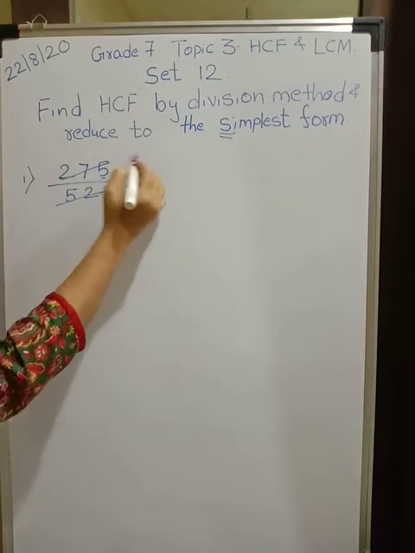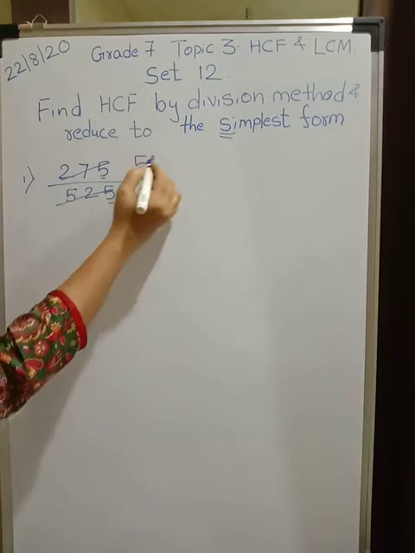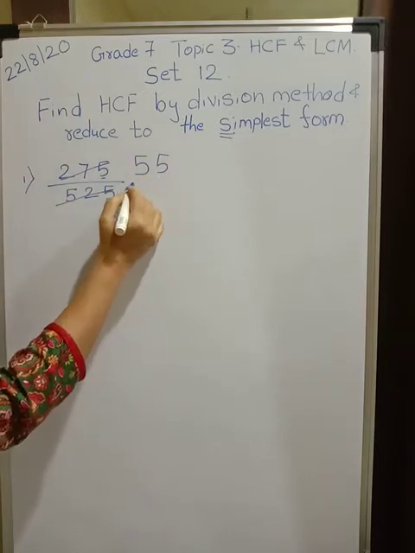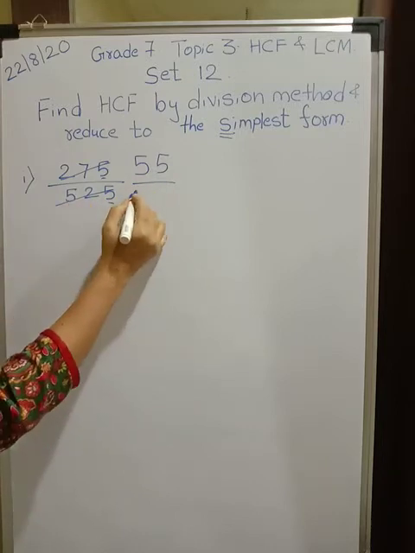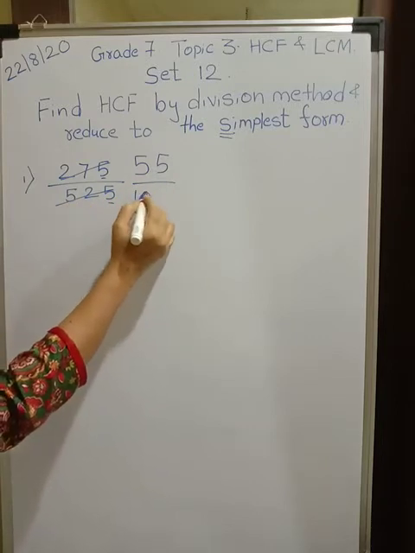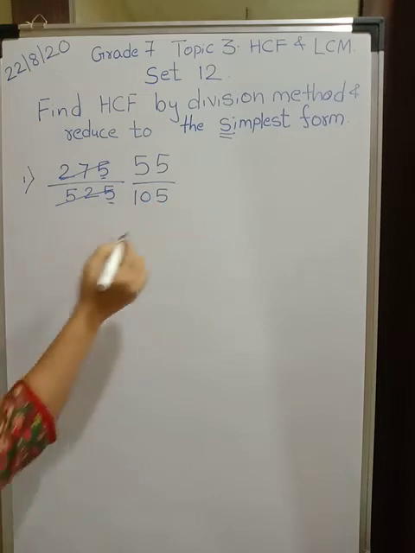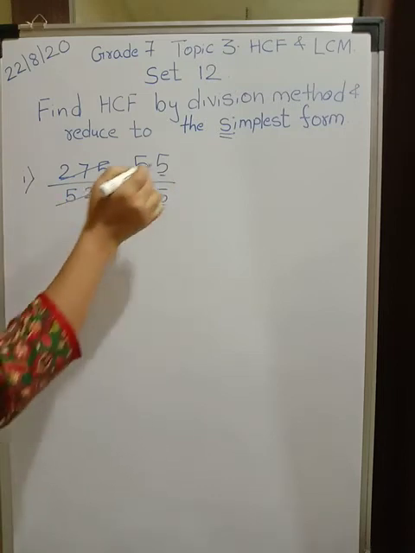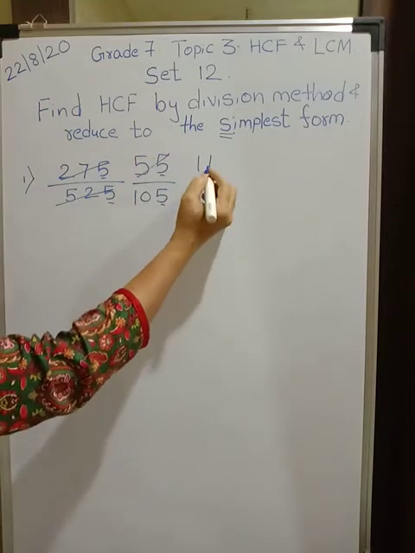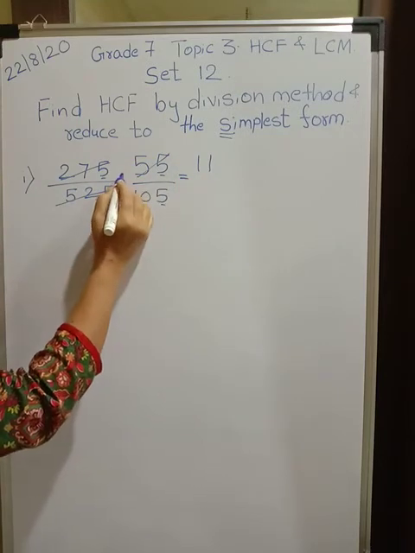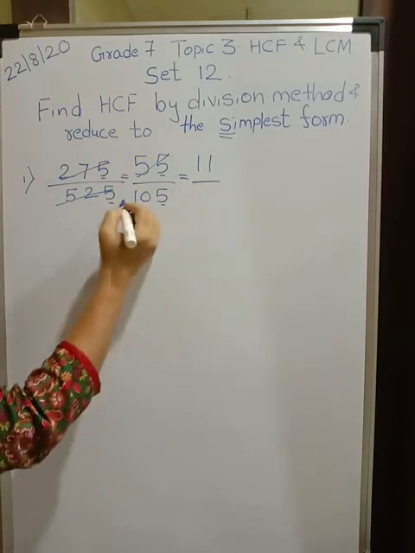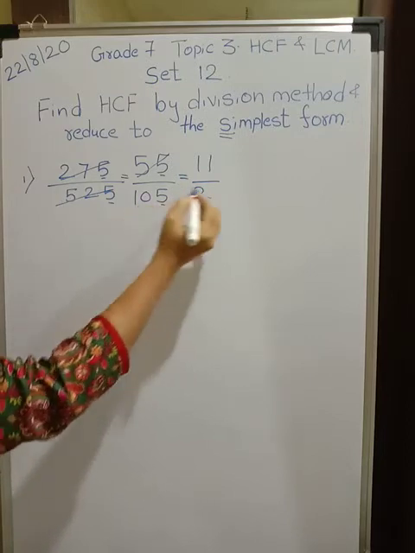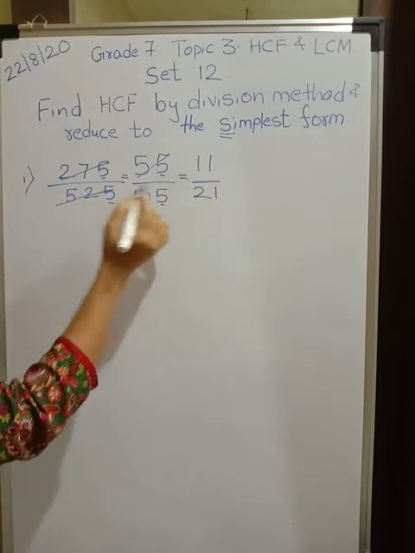So 5 5s are 25, again 5 5s are 25. Upon, again here 5 ones are 5, 0 and 5 5s are 25. This is again ending with 5, so it can be divided again by 5. So let us divide. 5 11s are 55, so this is equal to 11 upon 21, since 5 2s are 10 and 5 1s are 5. So what is the reduced form of this?